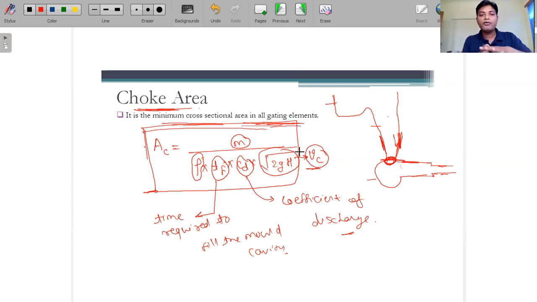By the way, till now we have not discussed this formula, because we were just calculating if it is directly given to us, or if the volume flow rate or the velocity is given to us, so that we can calculate Q equals A into V: A1 V1, A2 V2, A3 V3. So from that we can calculate this cross sectional area. But if we calculate this cross sectional area by using this formula, it will give you the minimum cross sectional area, and we call it the choke area. Generally it is available at the bottom side of the sprue only. So this is the choke area. This is a simple formula only.